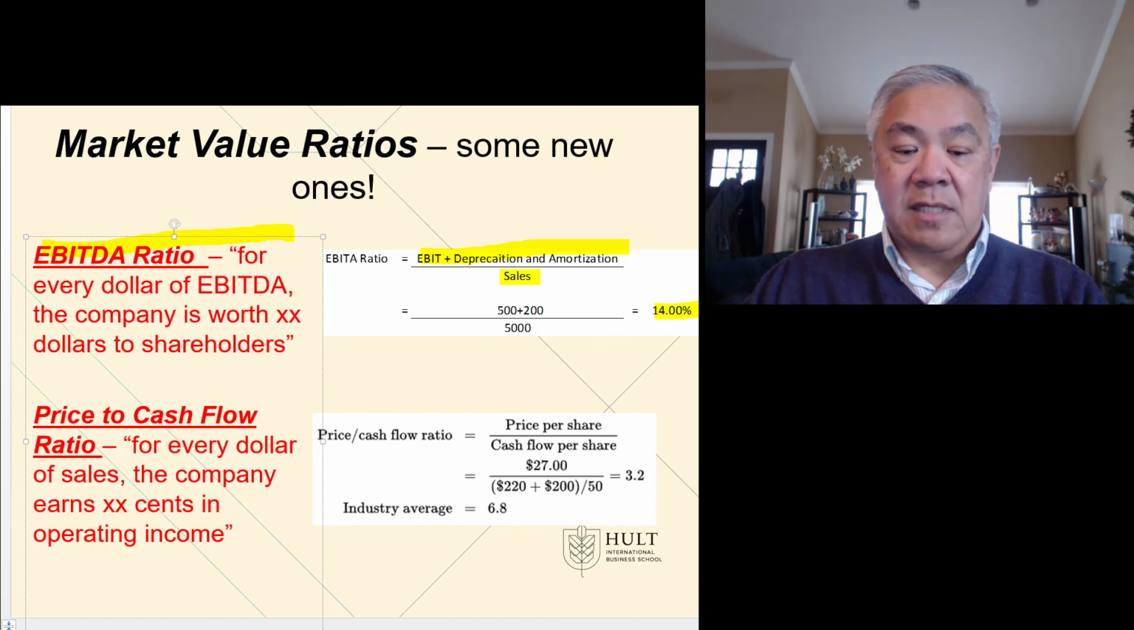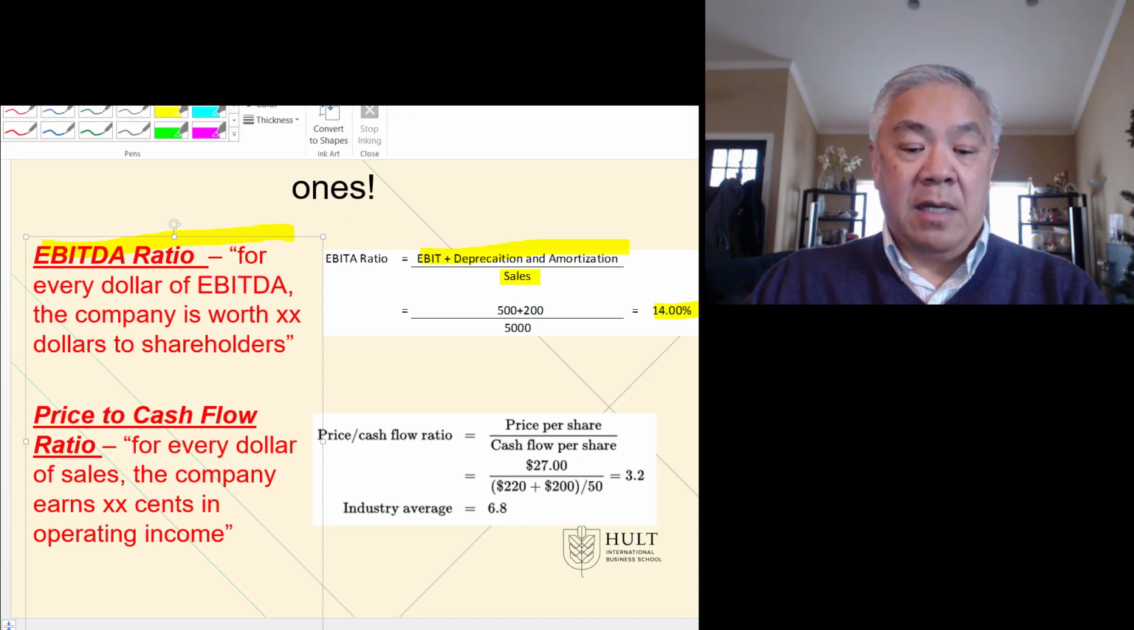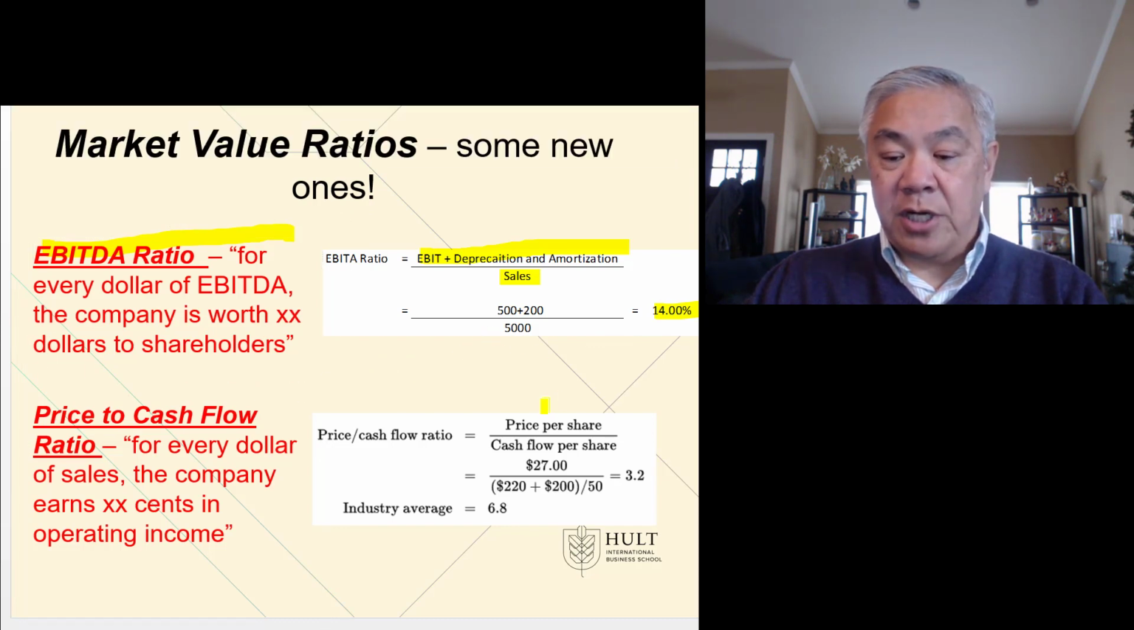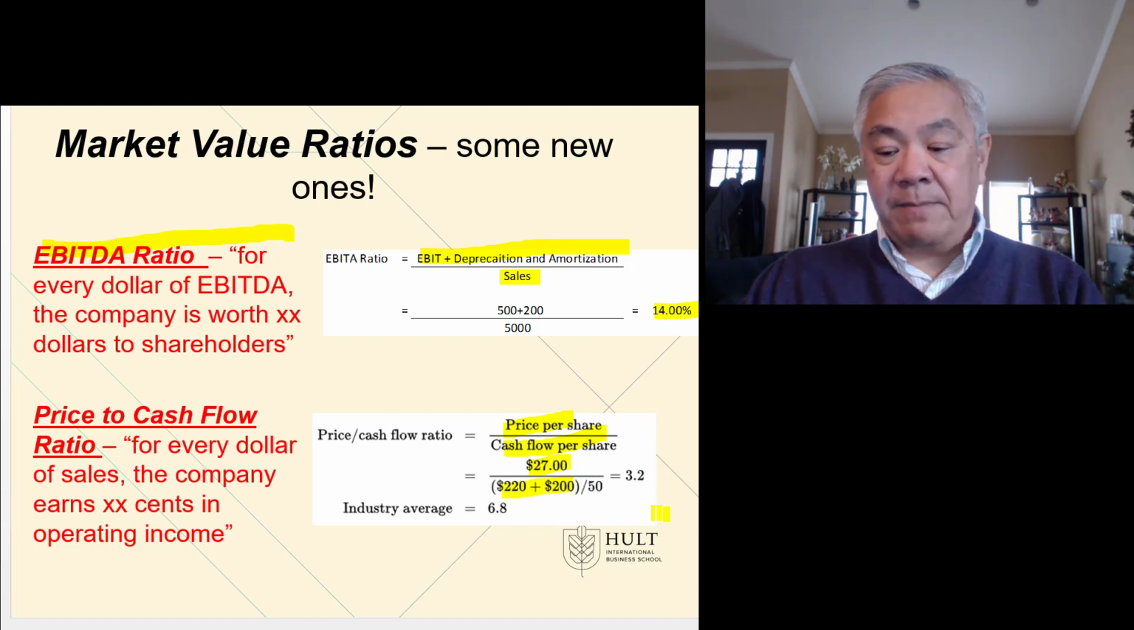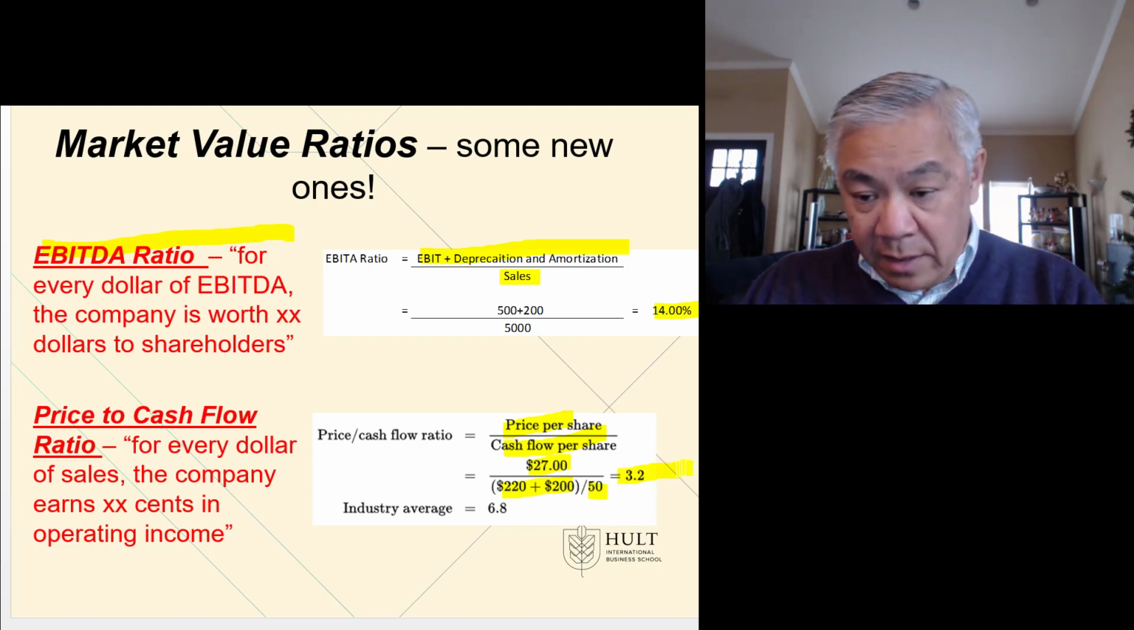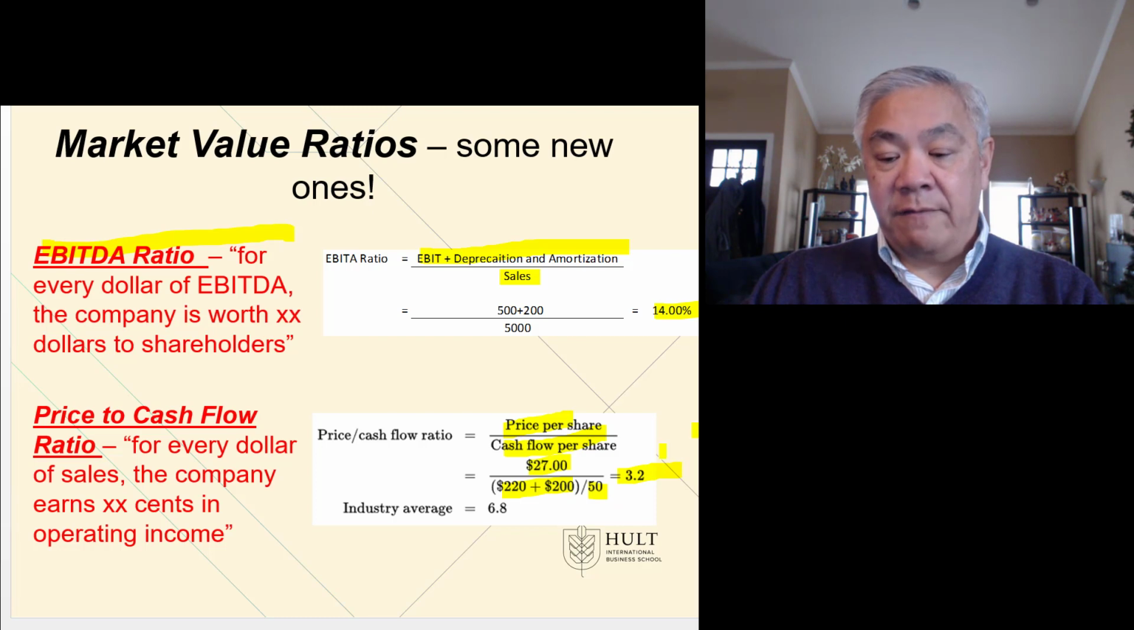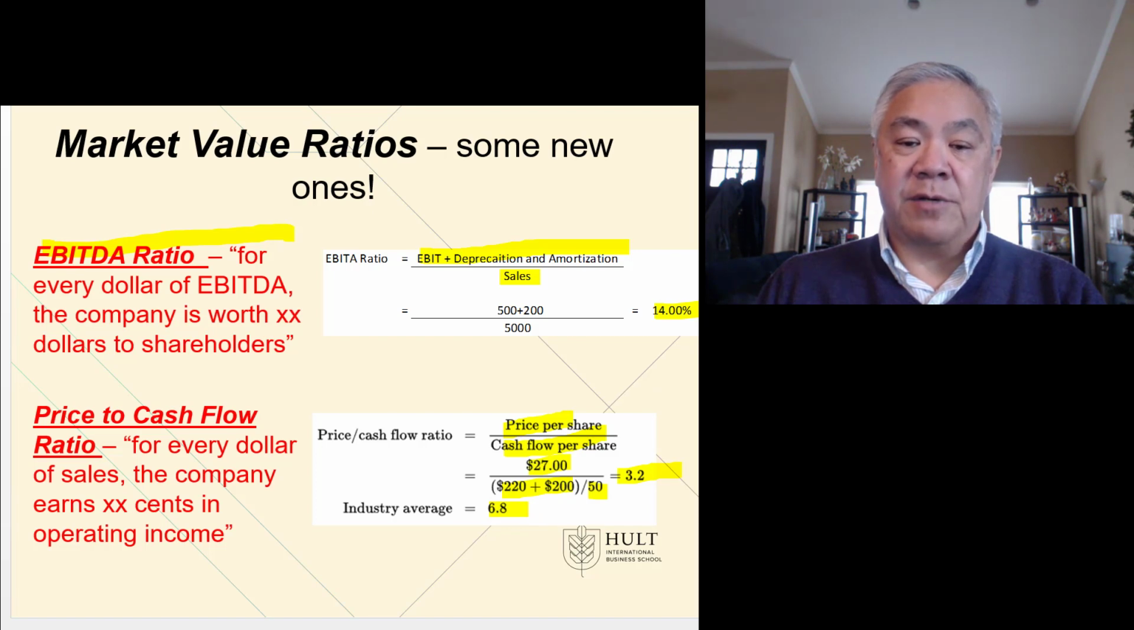The next one is the price to cash flow ratio, and that one we compare the price per share divided by the cash flow per share. The price per share is determined in the marketplace, and we'll look at cash flow that we determine from the cash flow statement and divided by the outstanding shares, and we are at 3.2 for MicroDrive compared to 6.8 for the industry. So yet once again, MicroDrive is underperforming the industry.